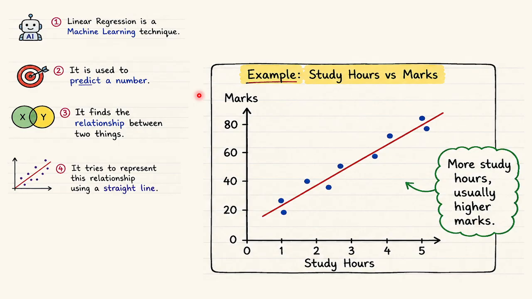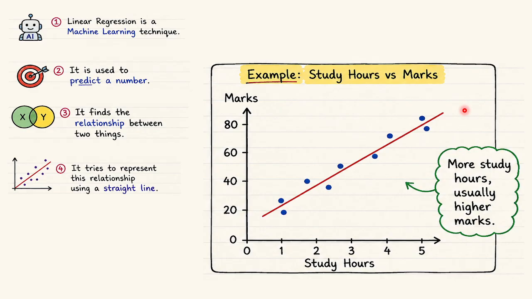So basically we have some past data. We may have information about how many hours different students studied and how many marks they got. So now what does machine learning do? Machine learning works with these data points and tries to find a straight line. As you can see here in a graph, study hours versus marks. For example, for 1 hour there are 20 marks, for 2 hours there are 40 marks, and like that. And this red line is called a regression line.